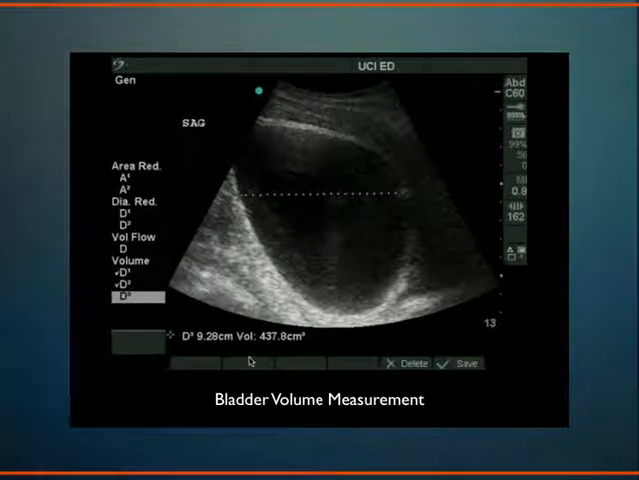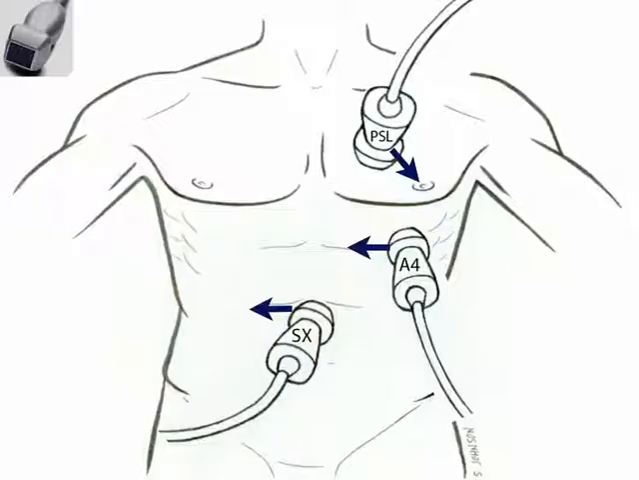Now if you didn't have that calculation built into the machine you were using, you could take the height, the width, the length, multiply those values by themselves, and then divide by 2 would give you an estimation of the bladder volume.